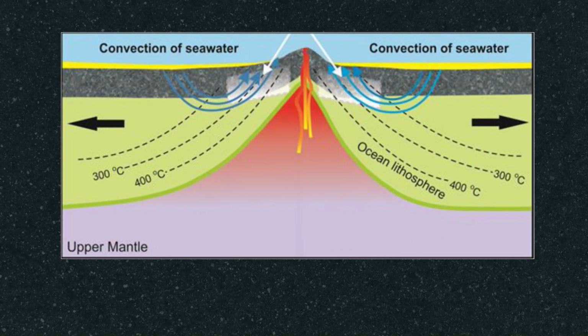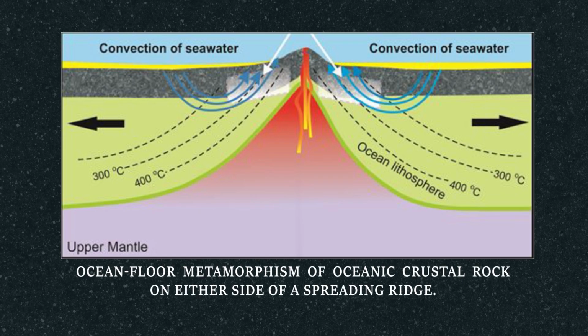Here is the diagram which shows ocean floor metamorphism of oceanic crustal rock on either side of a spreading ridge. Here we have a ridge in the center, and on both sides we have circulating seawater that goes down into the deeper level and comes up to the shallower zone, and this is heated water.